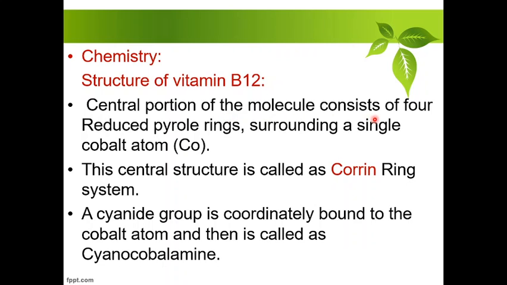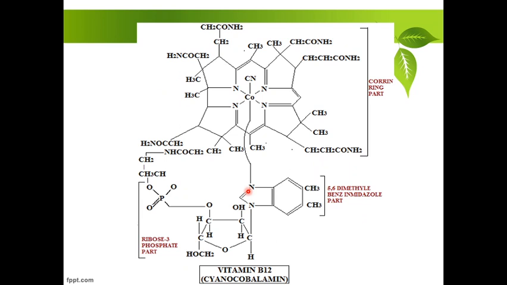The central portion of the molecule consists of four reduced pyrrole rings surrounded by a cobalt atom. The central structure is called the corrin ring. A cyanide group is coordinately bound to the cobalt atom, and then it is known as cobalamin. Here you can see the structure. Four pyrrole rings are there and they are linked to the cobalt. Here you can see the ribose 5-phosphate, and this is the corrin ring.